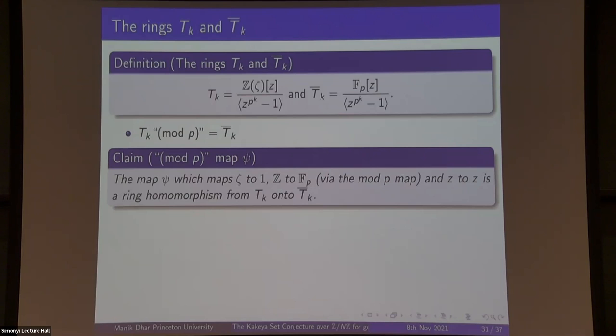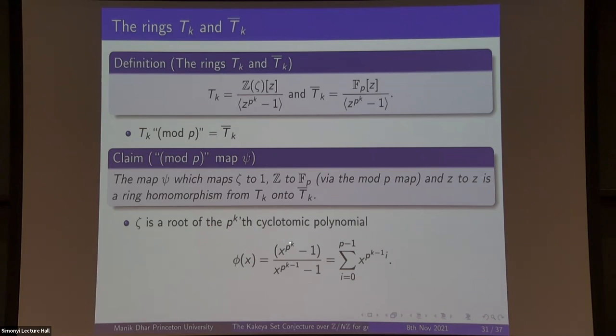Okay, so I will not prove this exactly, but let me give you an idea of why zeta becomes one. So zeta, we know, is going to be the root of the p raised to kth cyclotomic polynomial. So we know it's a p raised to kth root of unity, so it satisfies this. We also know it's not a p raised to k minus one root of unity, so I can get rid of all of them here, so I can divide by this. And it's basically the minimal polynomial of zeta. So it satisfies this. The thing to notice is that over FP, the root of this polynomial is precisely one. So phi of one is zero mod P.